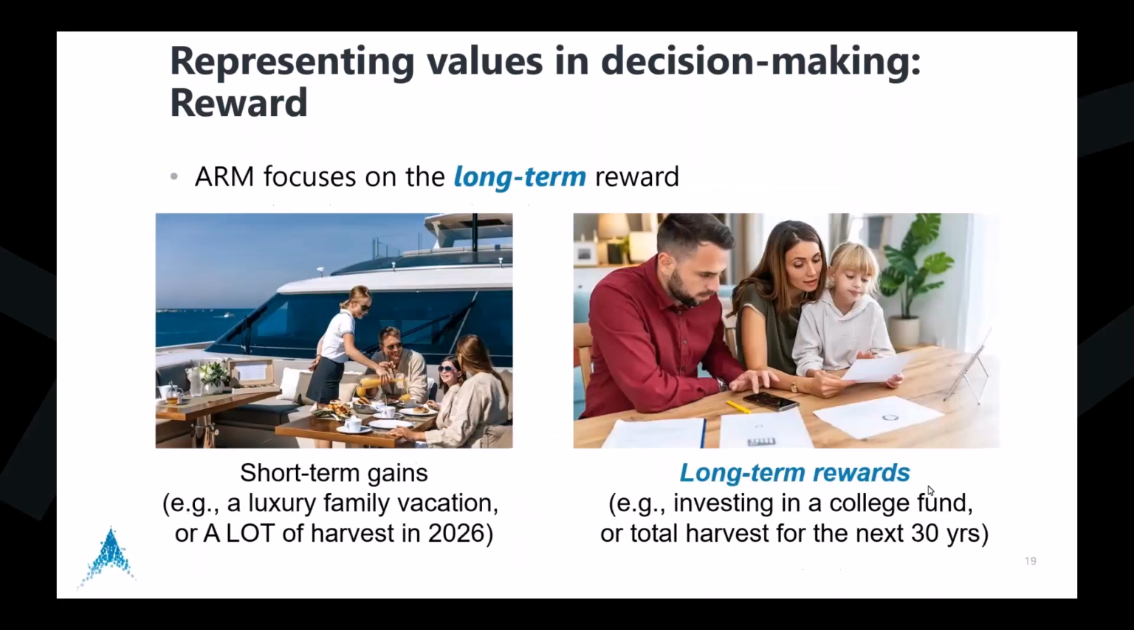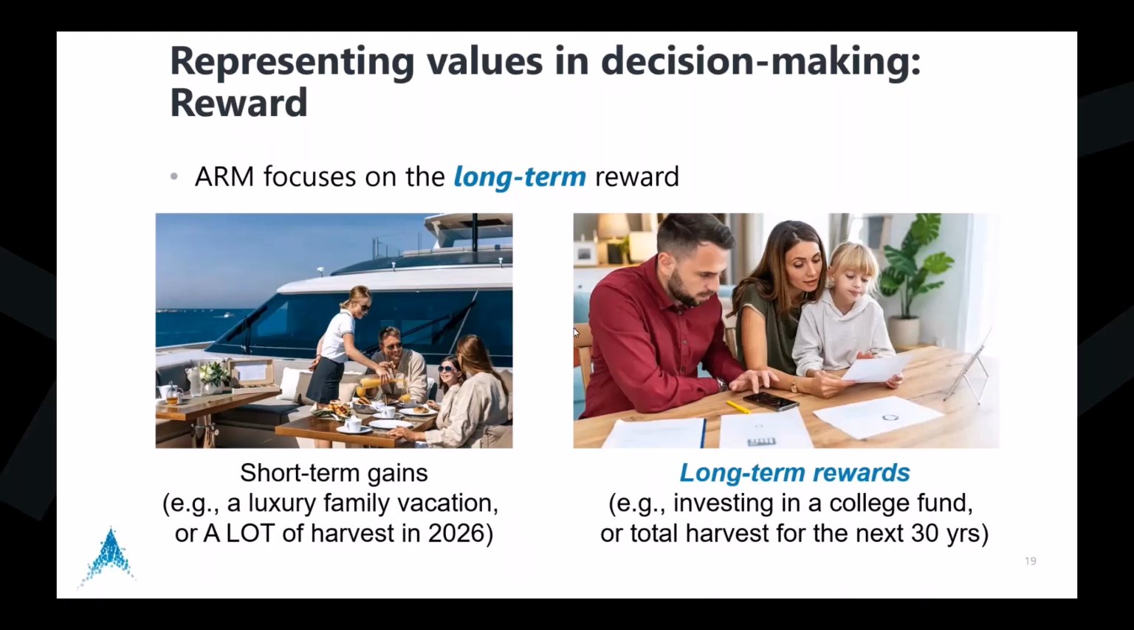All right, the last thing we're going to say for these, and you'll hear this repeated for both Connor and Brian in a second, is that we're taking a long-term approach when thinking about reward or happiness in a framework like the ARM. The ARM really focuses on long-term rewards and not just what is the most we could get out of the system in a short-term sense.